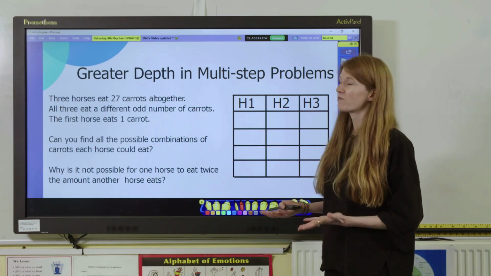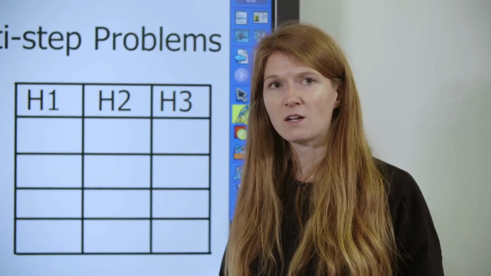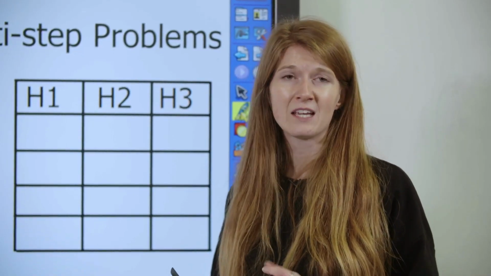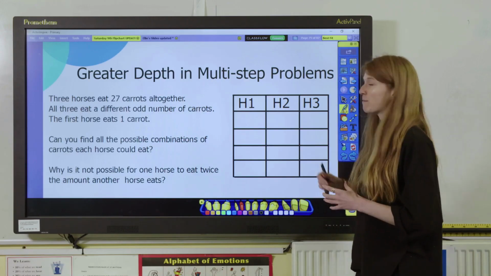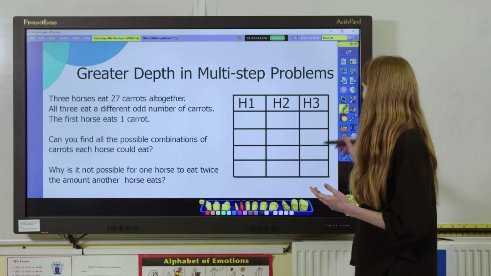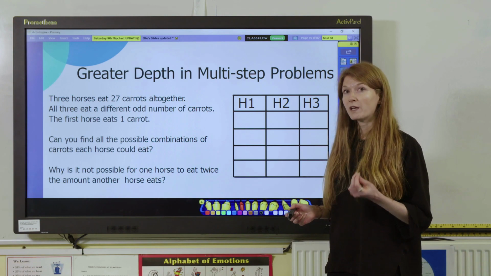So the challenge here isn't finding 3 numbers that total 27, but it's deciding on a systematic way to record all the possibilities so that they don't miss any. A really good way to do that is using a table like this one. And what you want pupils to be thinking about is, okay, what do I know?